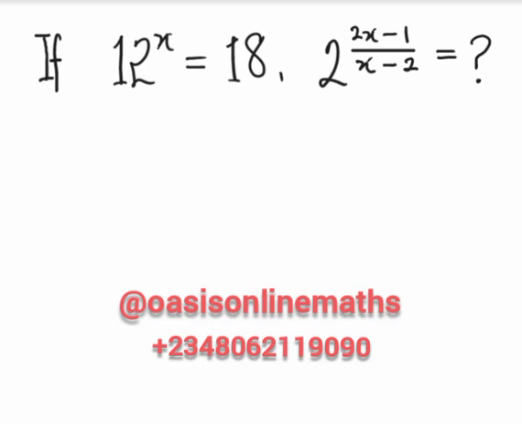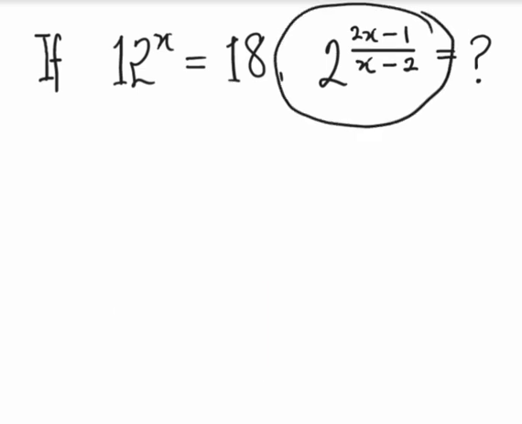Today, we shall be solving this Olympiad question. It says, if 12 raised to the power of x is equal to 18, we should find the value of this expression, 2 raised to the power of (2x minus 1) over (x minus 2).